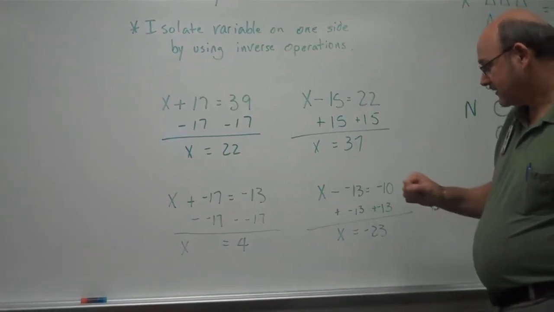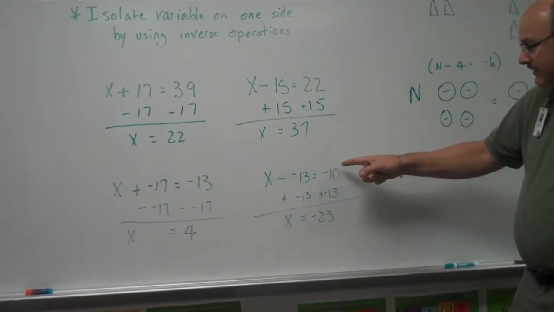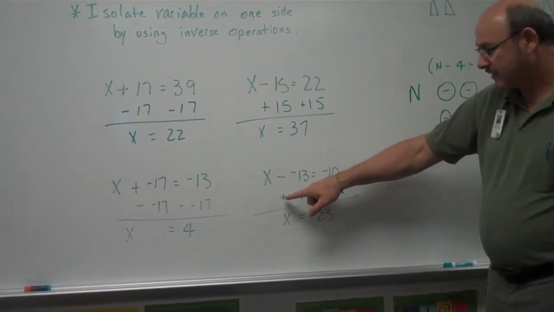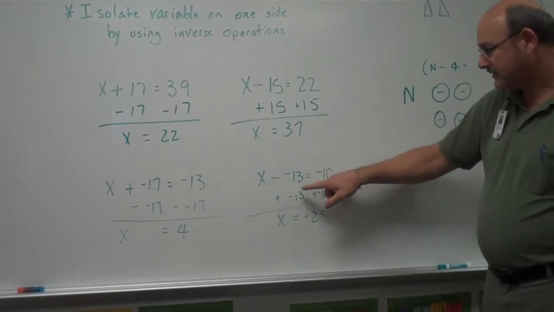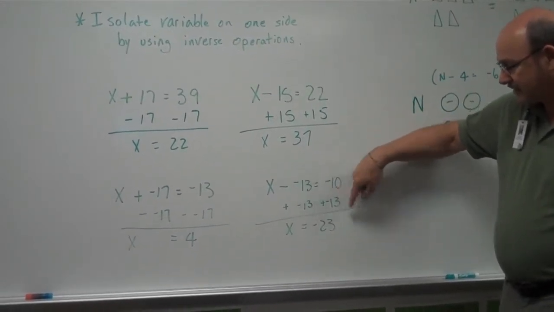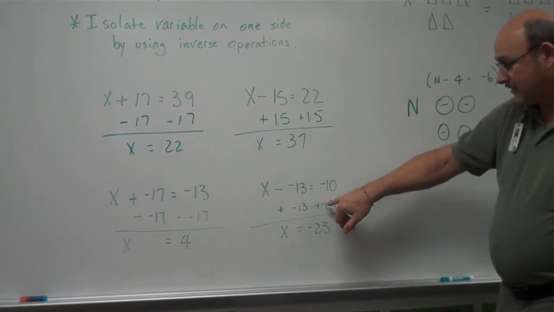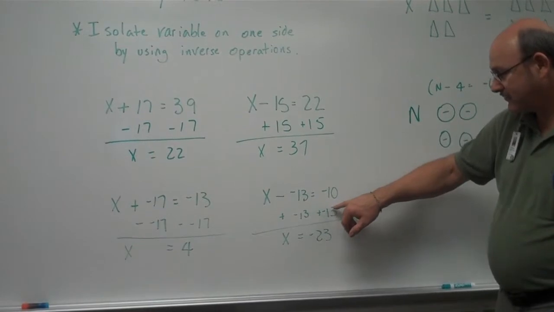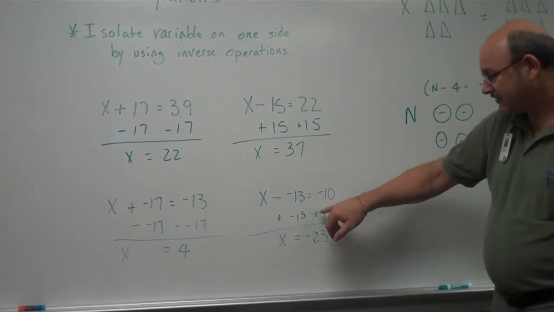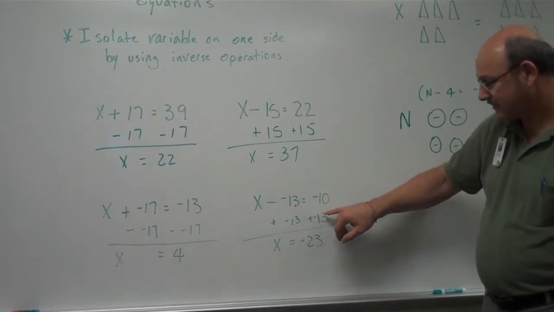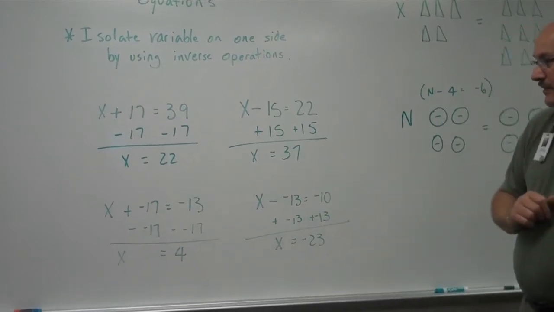Okay. Another integer, x minus negative 13 equals negative 10. We're subtracting negative 13, so we're going to add negative 13 to both sides. These cancel. Negative 10 plus, well, this is a minus negative 13. We change it to a plus, change it to its opposite. So we have negative 10 plus negative 13, negative 23.